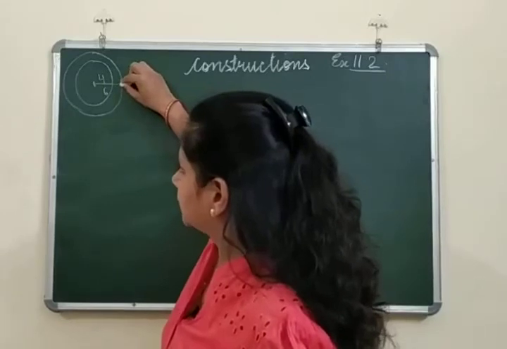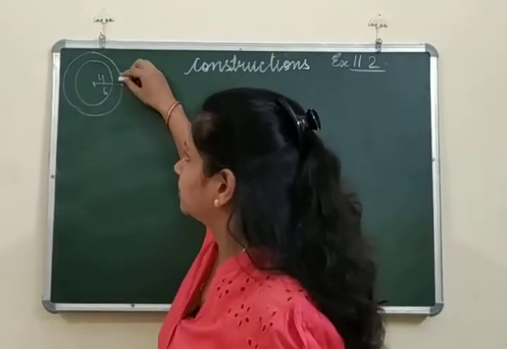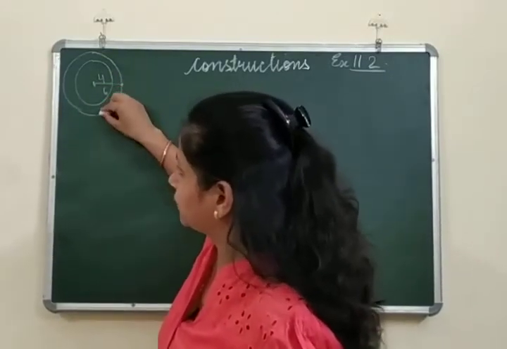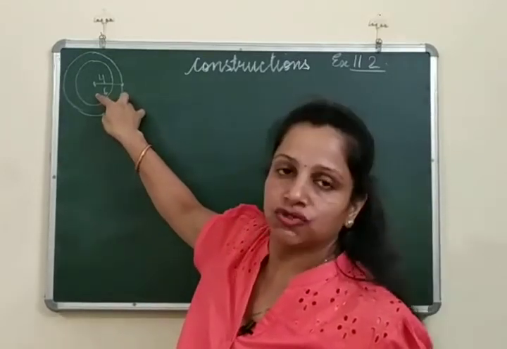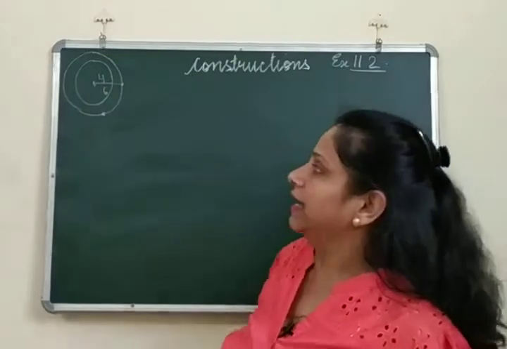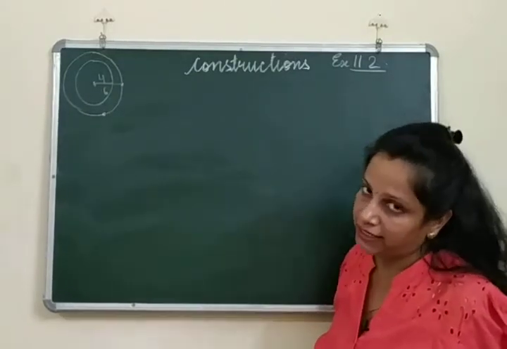From this point, this is any point we can take over here. From this point or any other point, say for example if I have taken this point, from this point we have to draw tangents to the smaller circle and we have to measure the length of both the tangents.